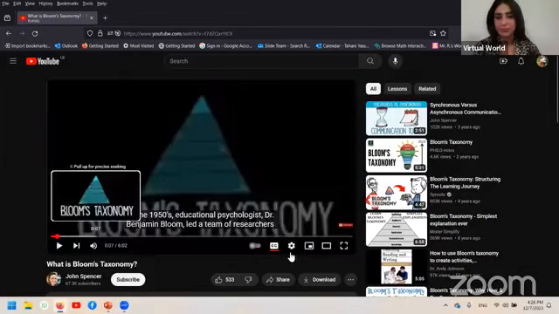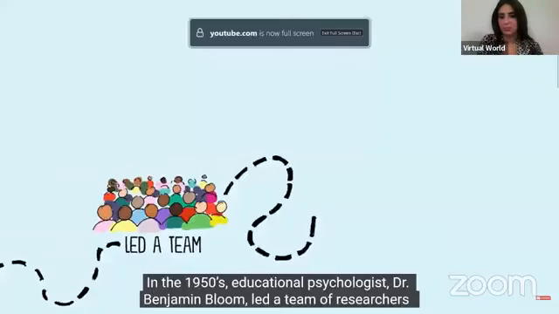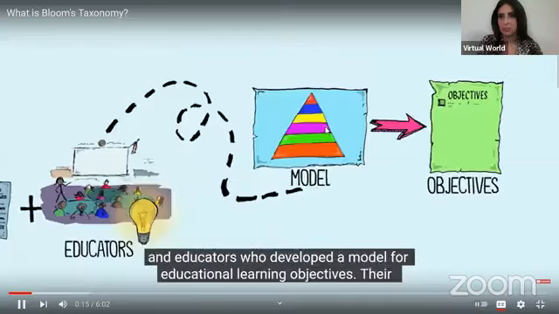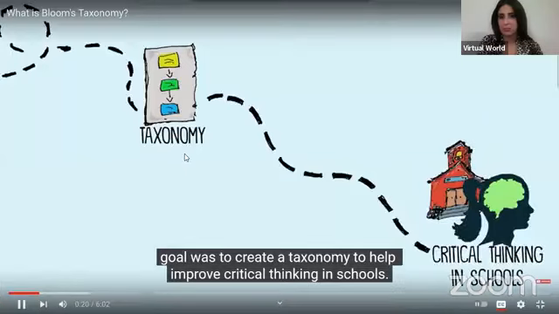Educator, psychologist Dr. Benjamin Bloom led a team of researchers and educators who developed a model for educational learning objectives. Their goal was to create a taxonomy to help improve critical thinking skills in school.